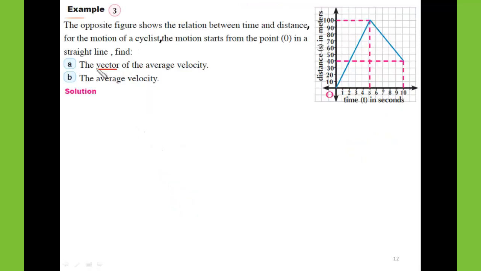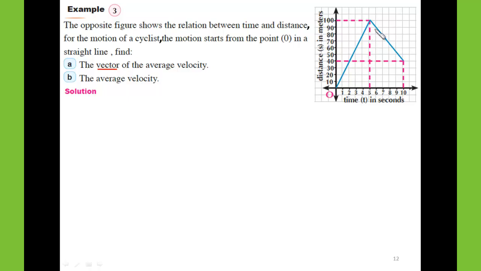Examples. We start with this example. The opposite figure shows the relation between the time and the distance. The time in the horizontal axis and the distance on the vertical axis, for the motion of a cyclist. The motion starts from the point O here in a straight line. Find the vector of the average velocity and the average velocity. So this graph represents a motion on a straight line of a certain particle.